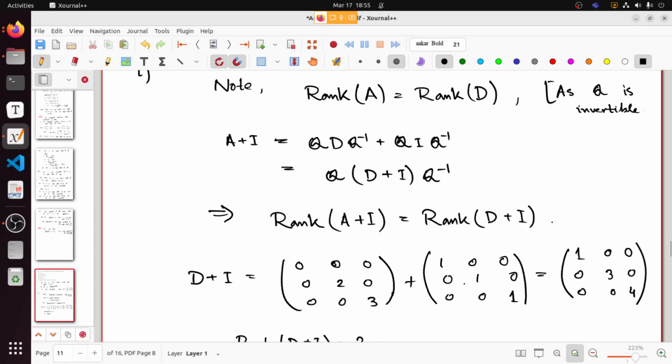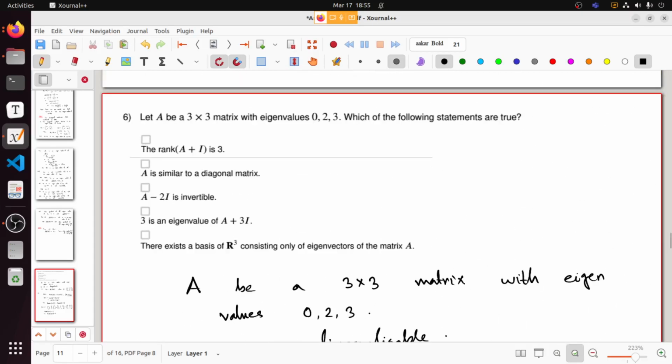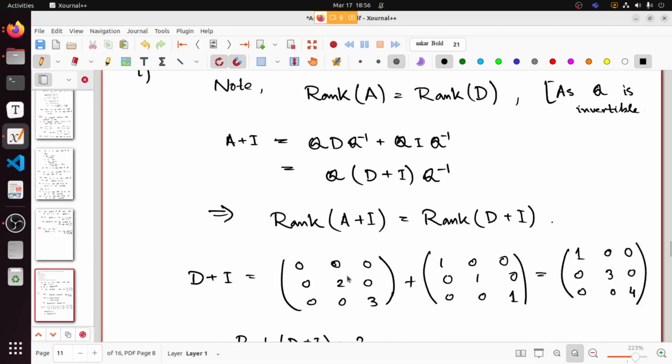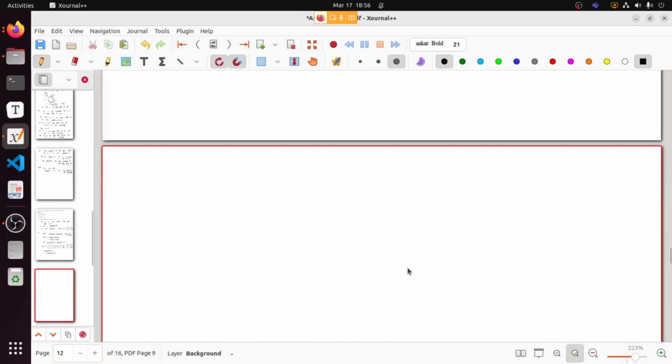Right. So option number 1 is correct. Rank of A plus I is 3. So option number 1 is correct. What is option number 2? A is similar to a diagonal matrix. So what is it saying here? So let's do it. Option number 2.